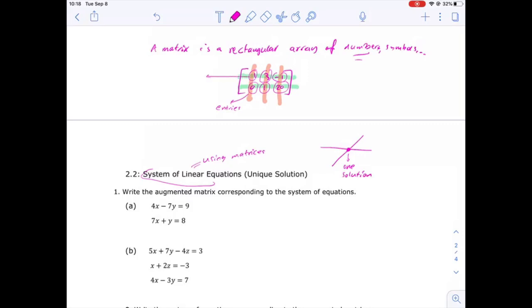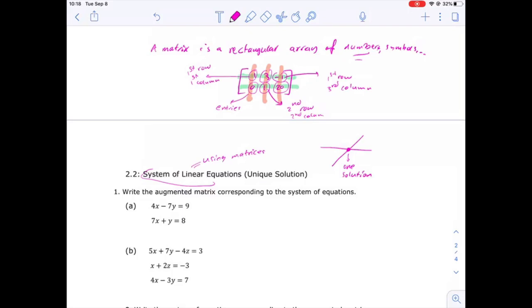This value here, for example, 1, is in the first row and first column. The 1 here is in the second row and second column. Negative 1 here is in the first row and third column, and so on.